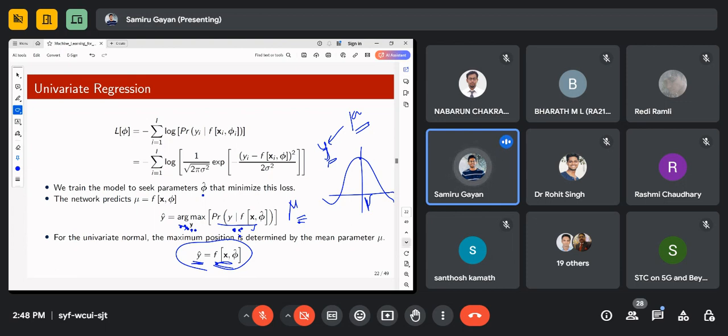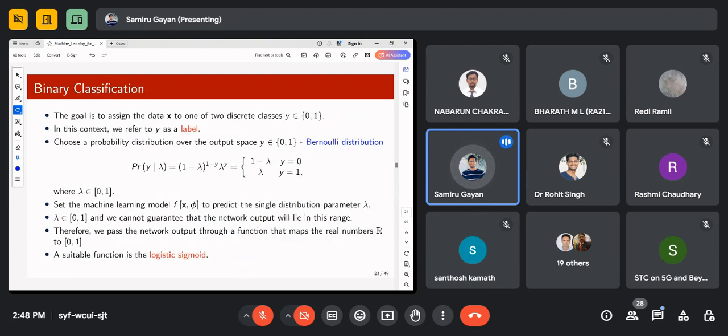So that is how we use this univariate regression model. In binary classification, what can we do? The output is either 1 or 0, a label. To predict something like that, we can use a Bernoulli distribution. The probability is 1 minus lambda when the output is 0, and lambda when y is equal to 1.